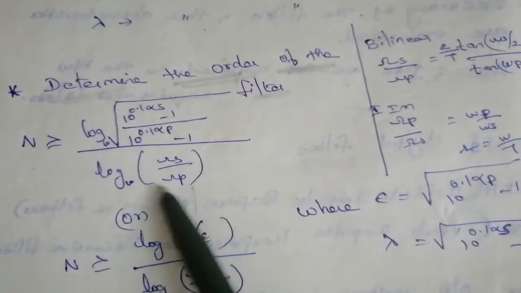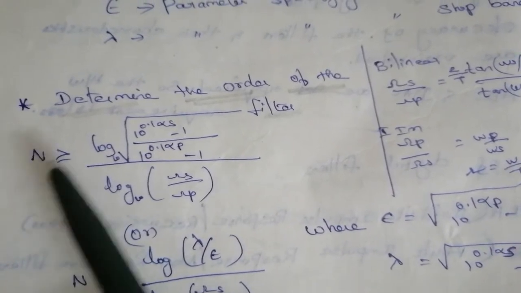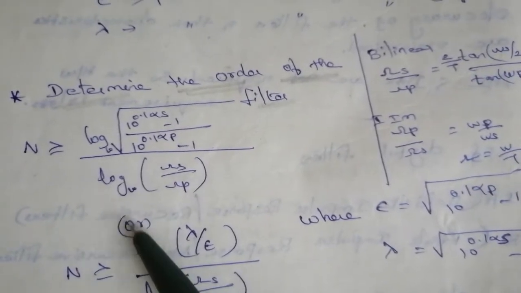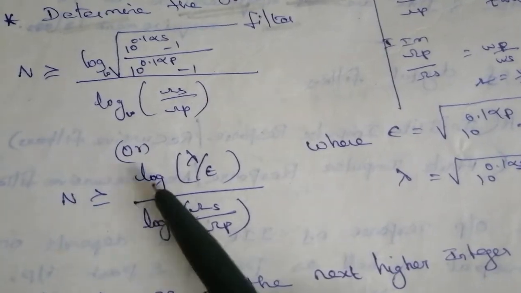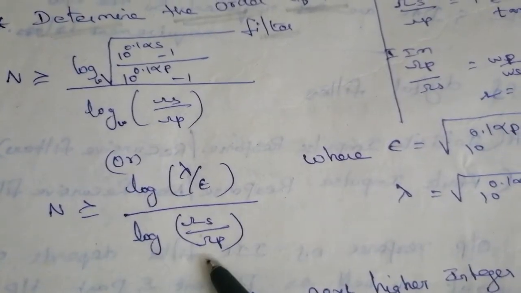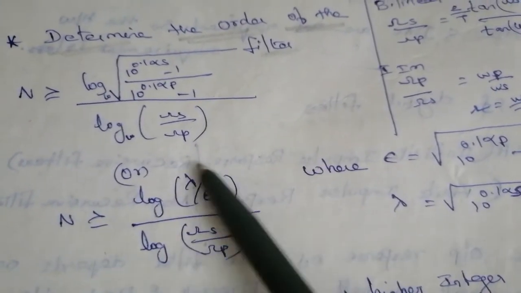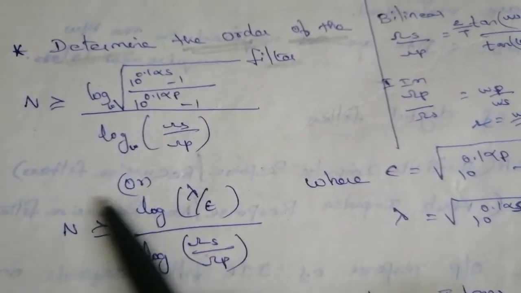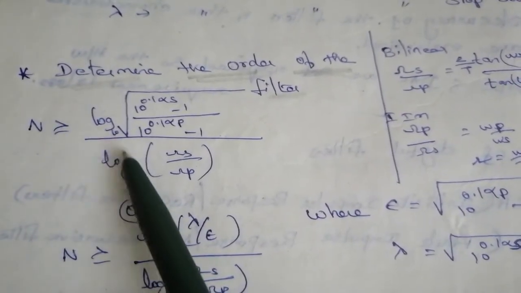This is one formula for finding the order of filter where the given specification is in terms of alpha and sigma, right? Or else another formula for finding n is n greater than or equal to log of lambda by epsilon divided by log of sigma s by sigma p. This is the other formula; where the given specification is in terms of lambda and epsilon, we have to choose this formula for calculating the order of filter. Otherwise we have to choose the previous formula, right?